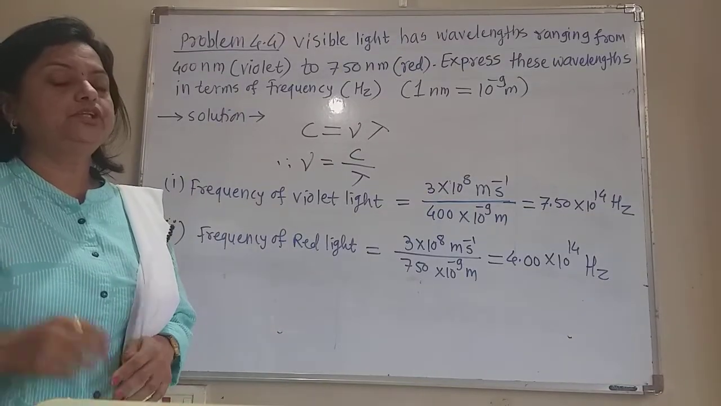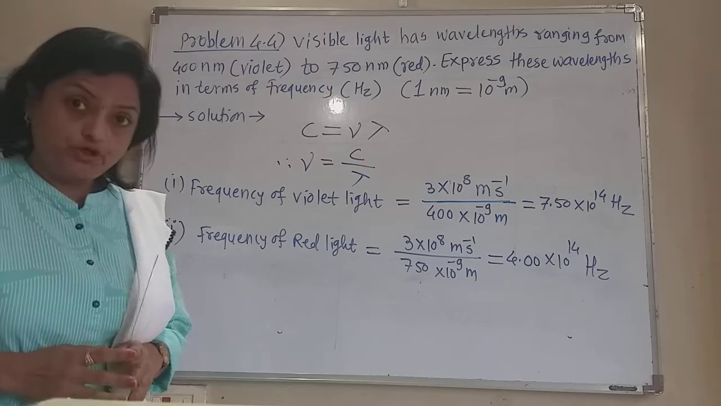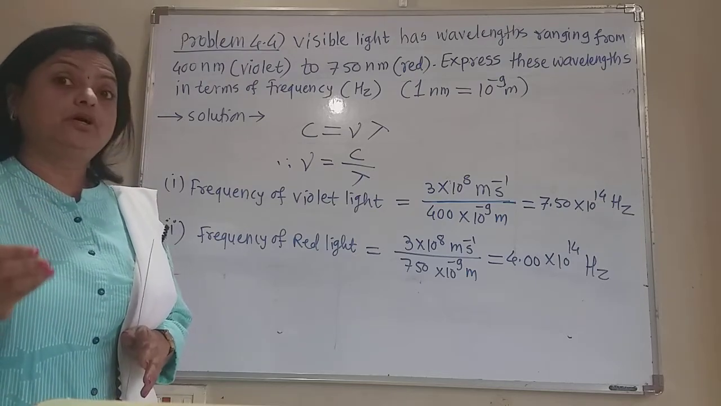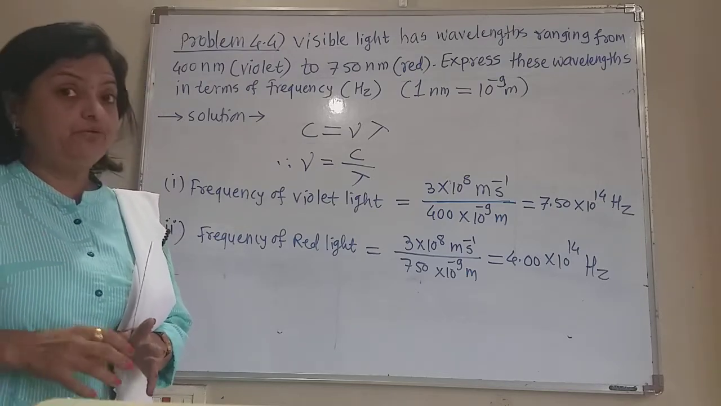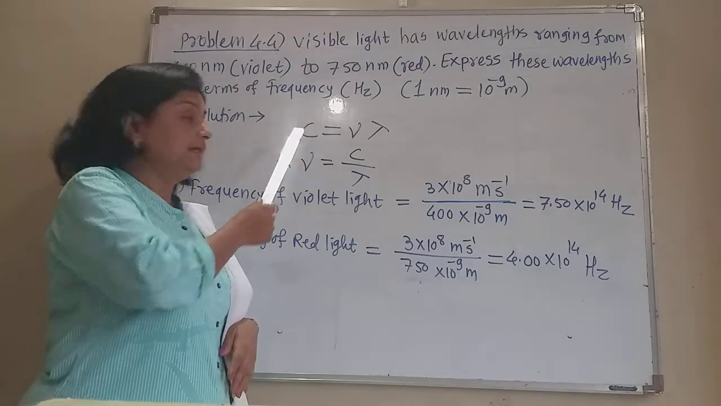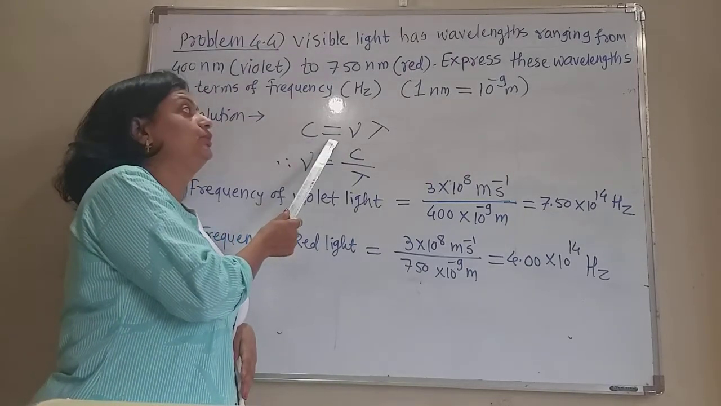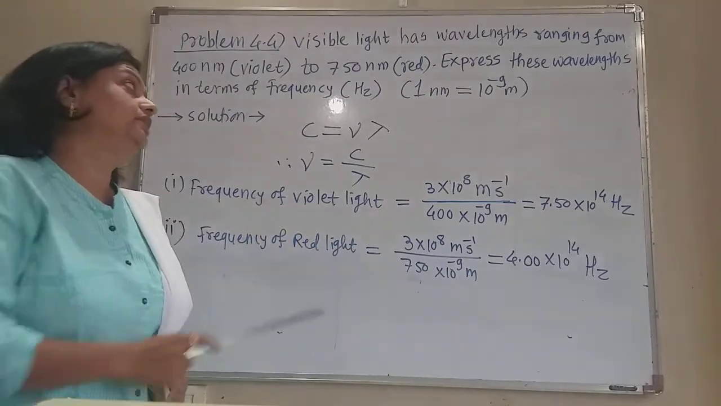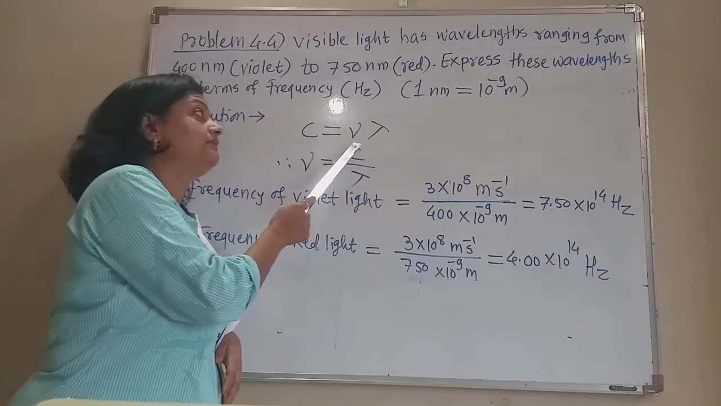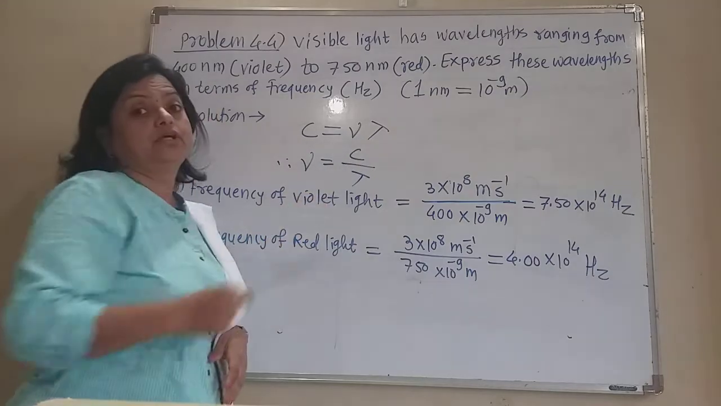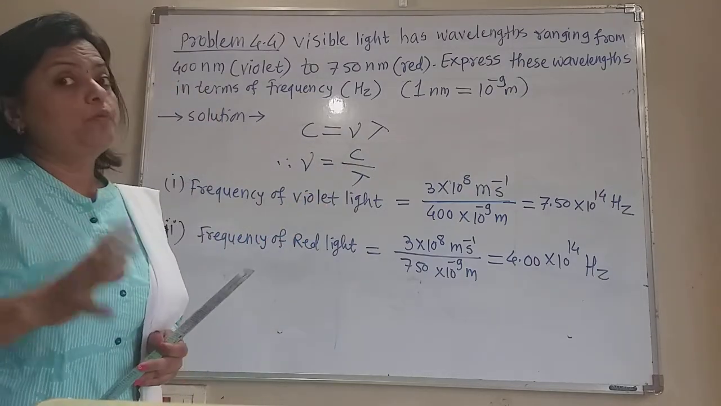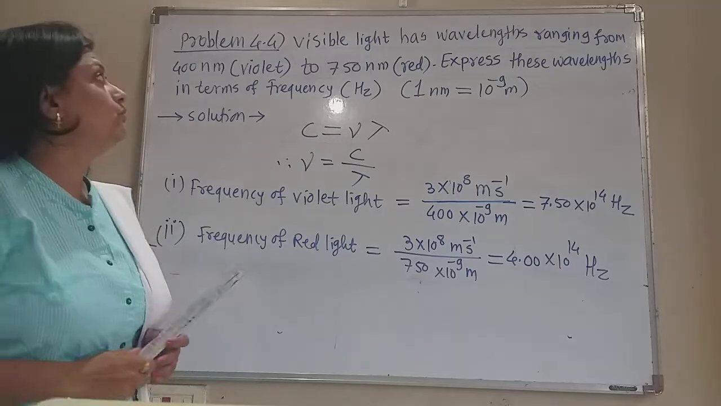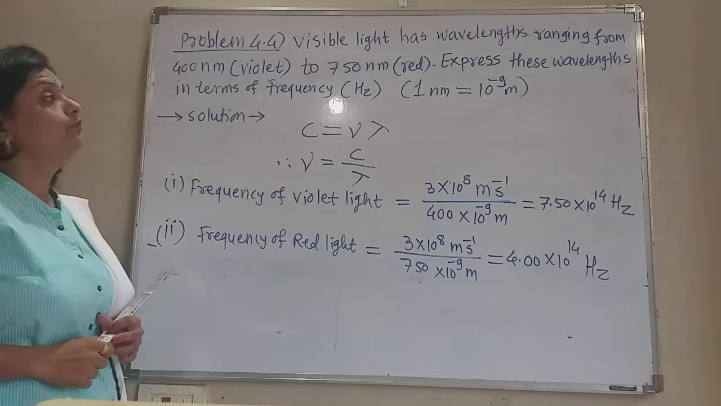Now we know that the relation between the velocity of light, that is the frequency, and wavelength is given as c = ν λ. This is the relation between the velocity of light, frequency and wavelength. Now there is a problem on that relation, problem 4.4.